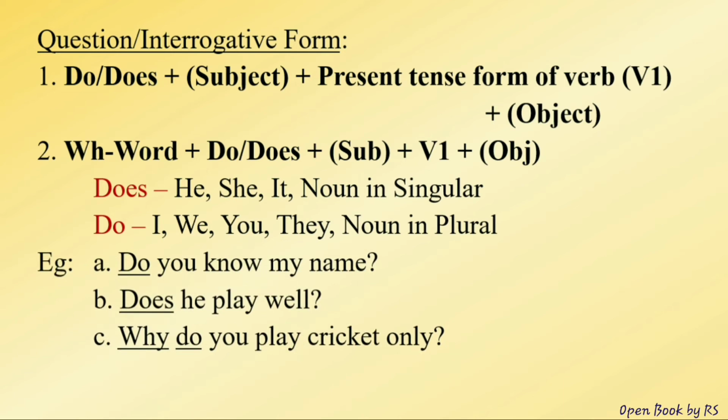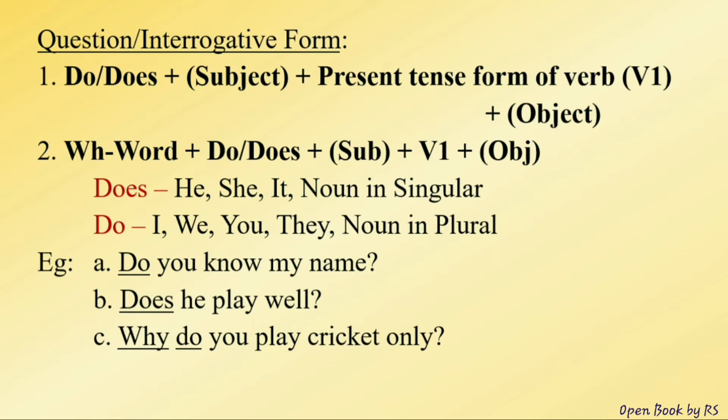Do you know my name? Here observe the structure. Do, next the subject, next the present tense form of verb, and of course the object. Do you know my name? So that is the interrogative form. Does he play well? So, does he play well?